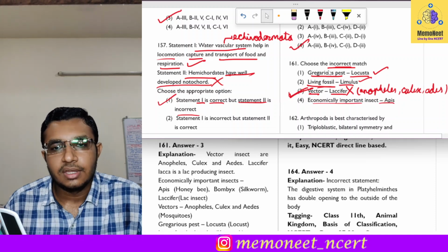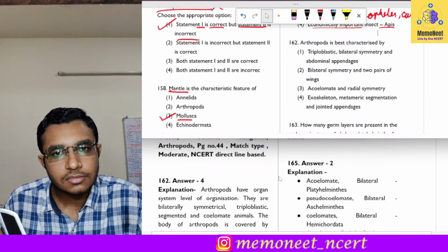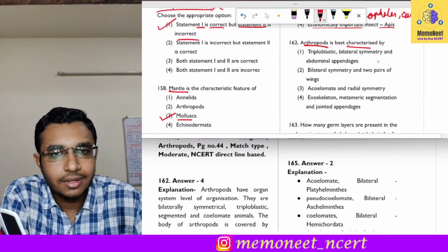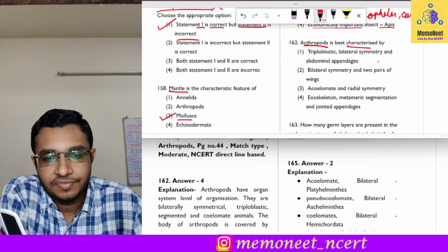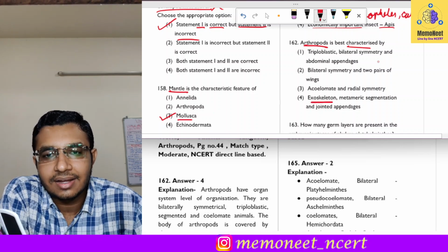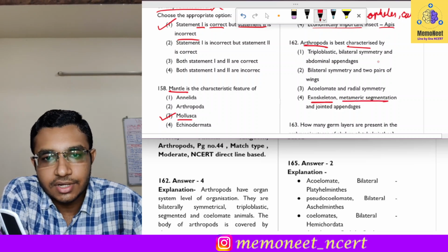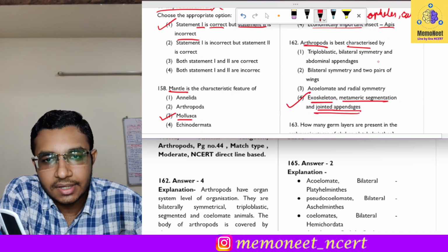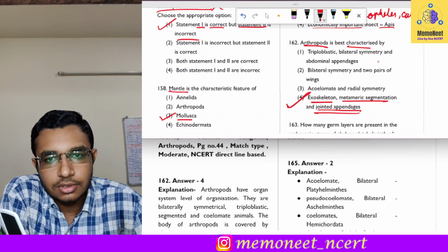Okay, the next question is question number 162. It states that the arthropoda is best characterized by, okay, so what are the characteristics of arthropoda? The characteristic of arthropods is it has a chitinous exoskeleton, it also shows metameric segmentation, and it has jointed appendages. Okay, so the correct answer of this question is option 4. Let us see the other three options also.